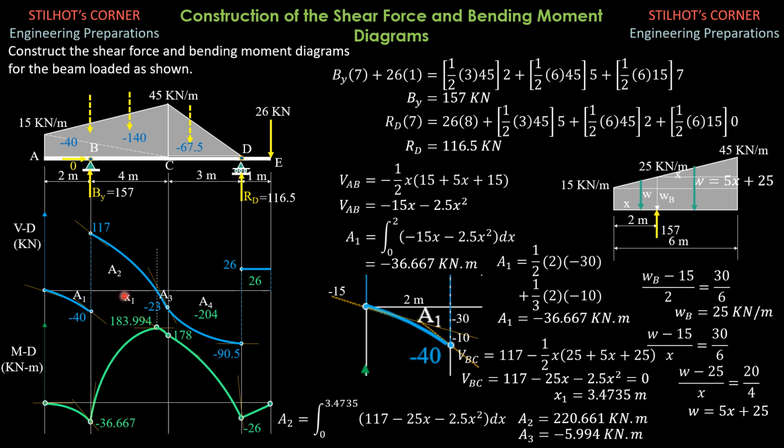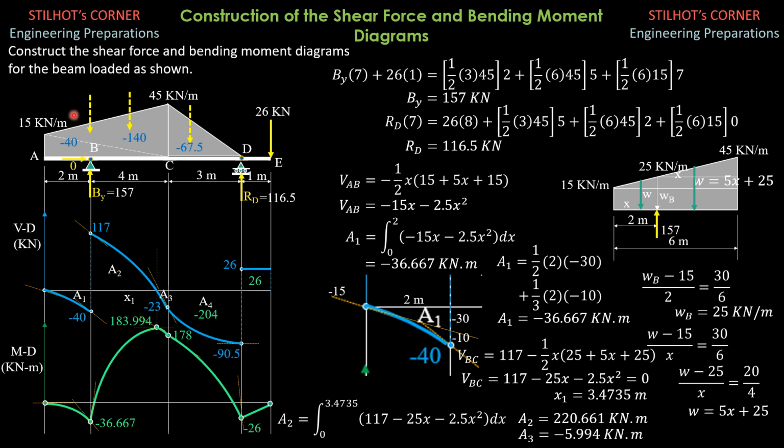Now for the moment curve, we have area 1 here. Remember, you cannot apply directly the area of spandrel because the initial tangent here is not horizontal. So it is negative 15 to negative 25. However, the area is negative 40 then. So let's solve for area 1 in two ways.